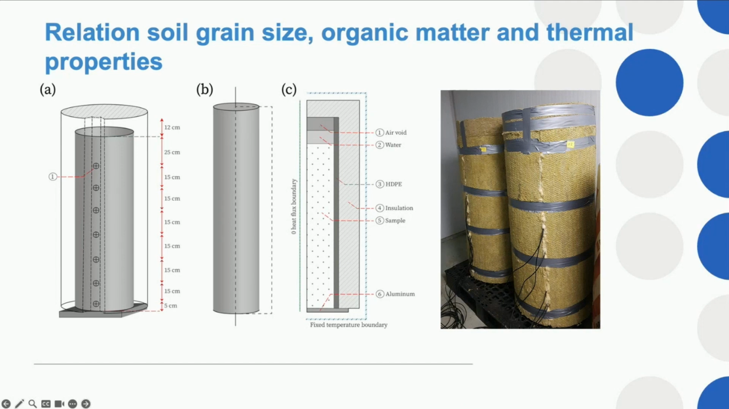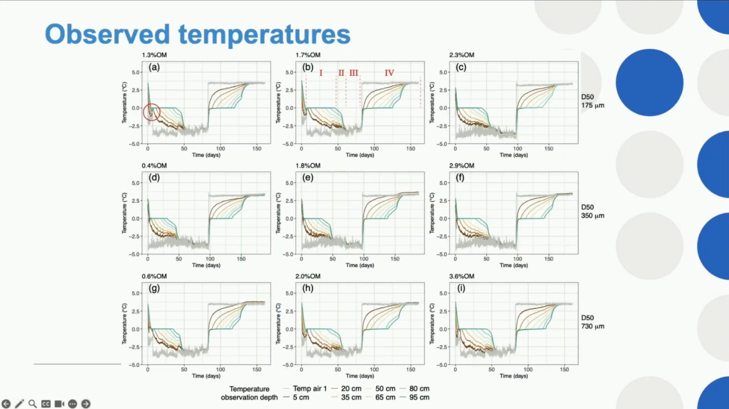So what we then set out was 9 column experiments. So we had these quite large columns filled with 9 different combinations of grain size and organic matter content, and we subsequently froze them, and then we thawed them again, and we measured temperature at the different depths within the column. And thereafter, we used the same 1D model to also simulate the same temperature propagation, and then we try to delineate the thermal properties again.